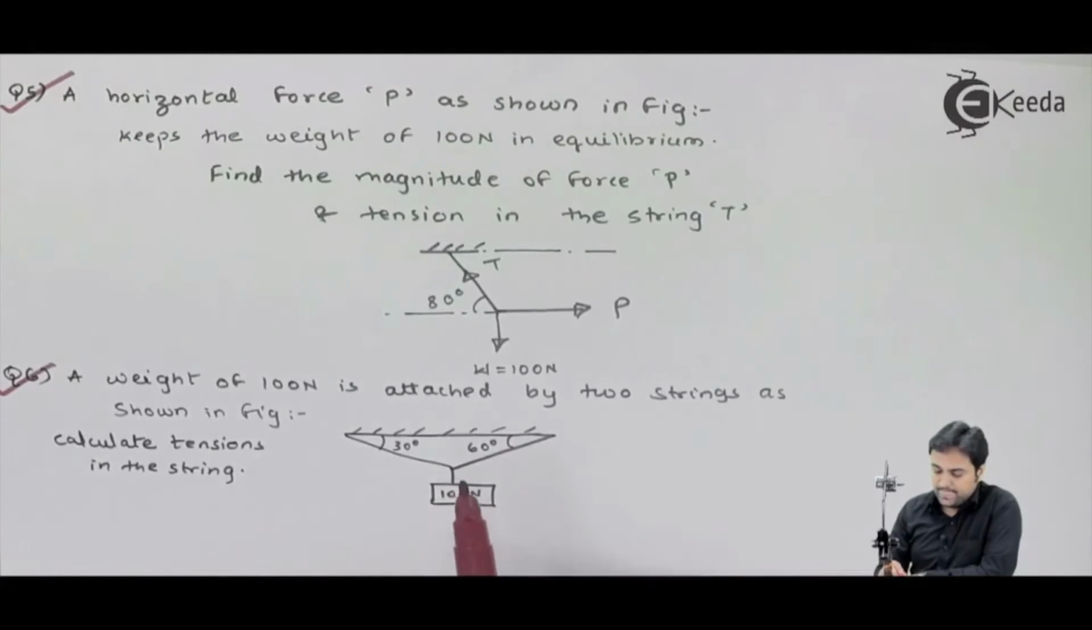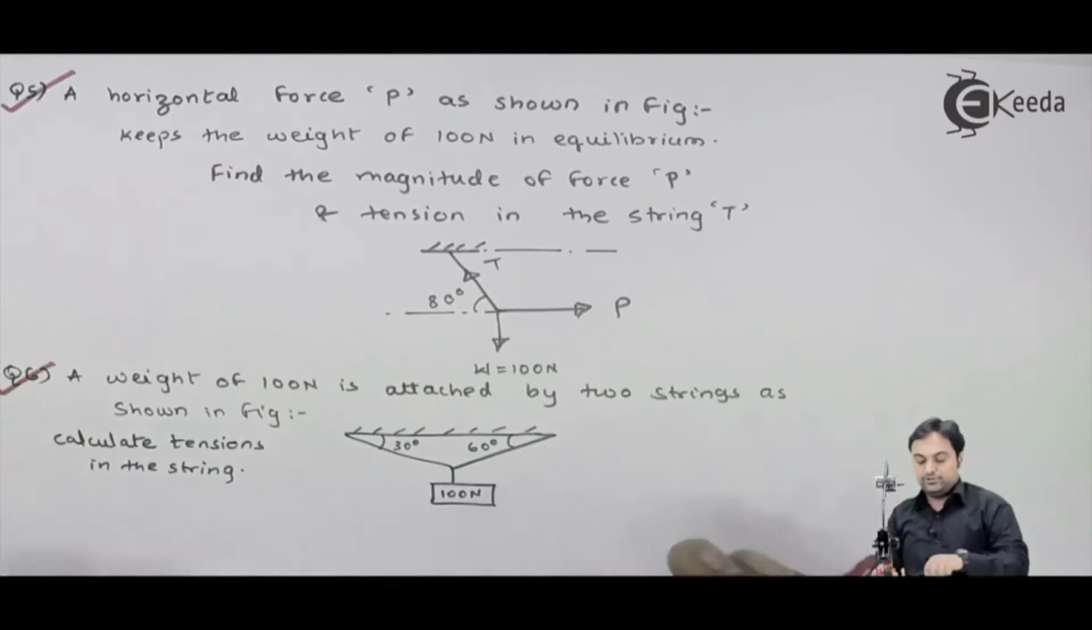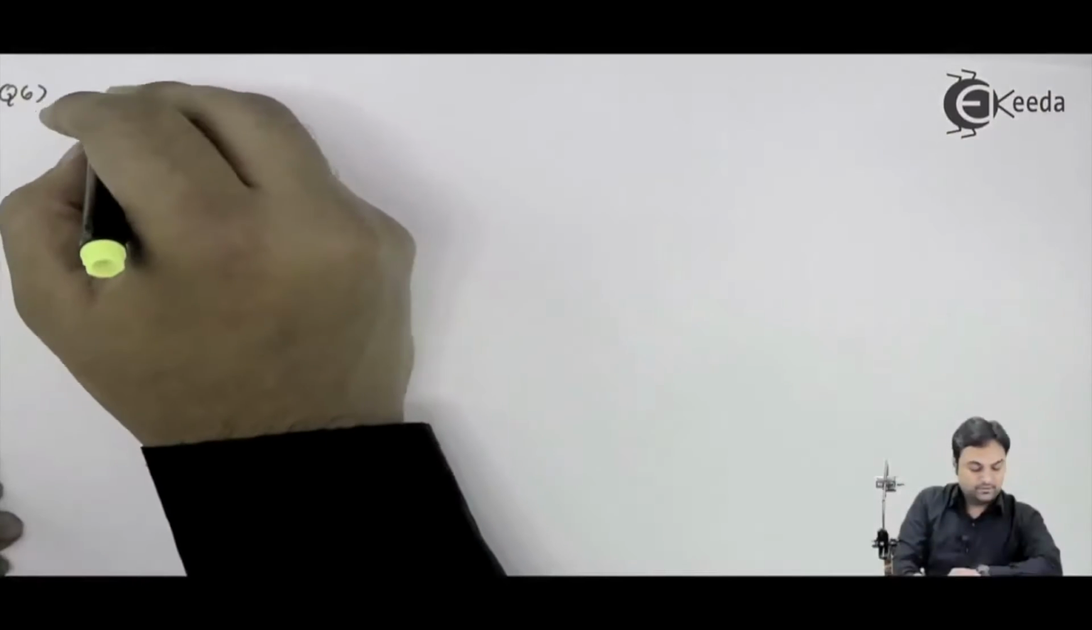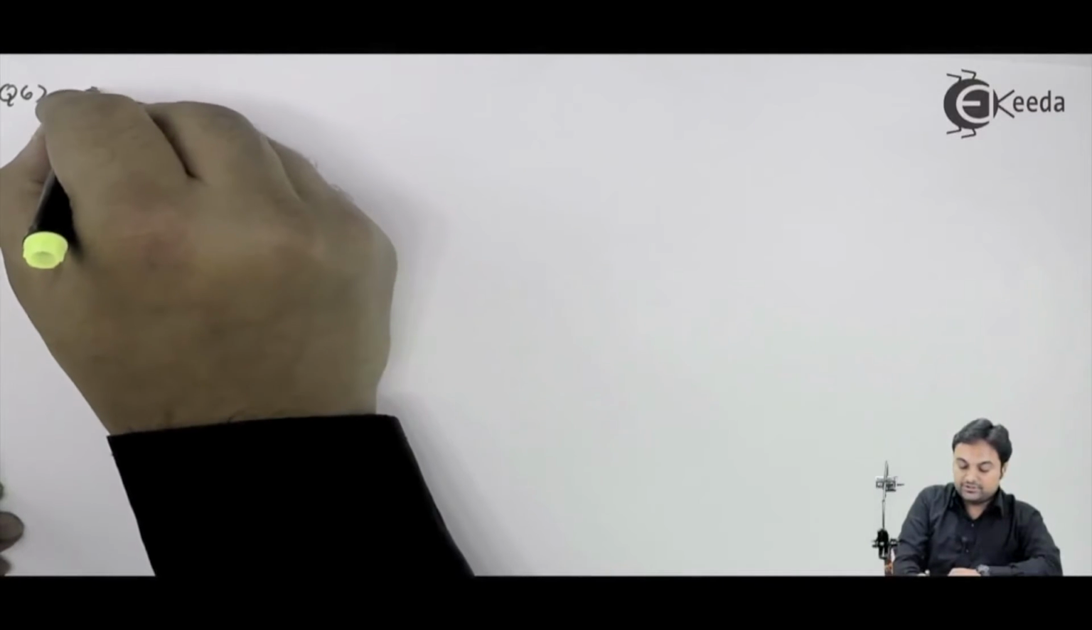In this diagram, we have load 100 Newton attached to two strings. One string is inclined at 30 degrees with respect to horizontal. The other is inclined at 60 degrees with horizontal. Here I have to calculate the tensions in both the strings. So I'll write the solution for this problem. Here again I have to calculate the tensions.